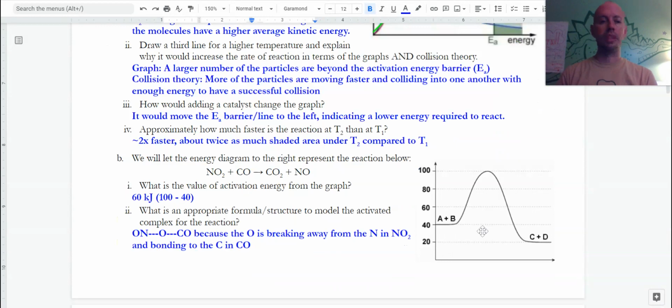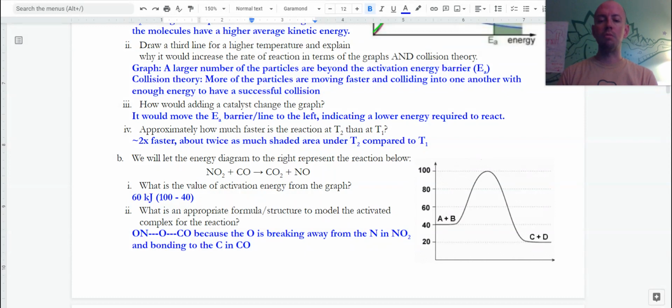B is related to this graph right here, and I'm kind of treating A and B as NO2 and CO, and C and D as CO2 and NO. We've got an uphill, we've got a downhill, and we've got some values. The activation energy is the energy hill we have to get over. So yes, we have to get up to 100, but we already start with a certain amount of potential energy. So it's just that increase.